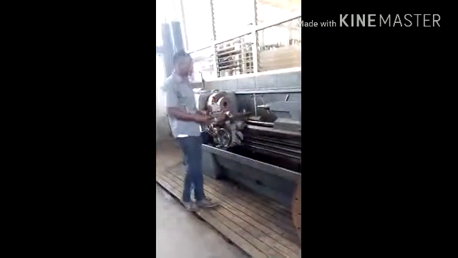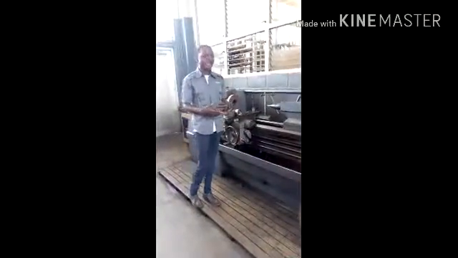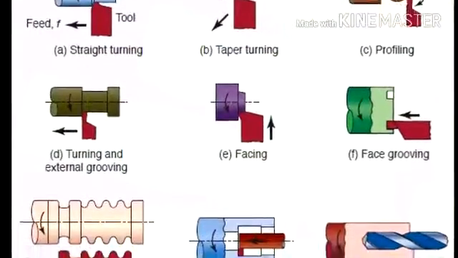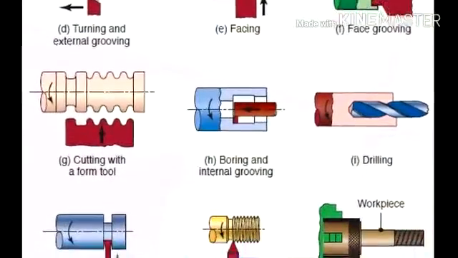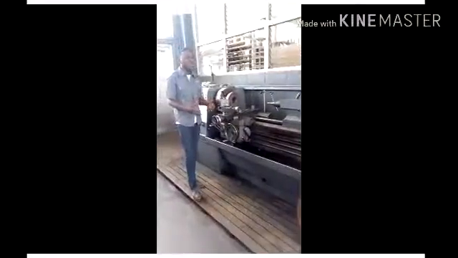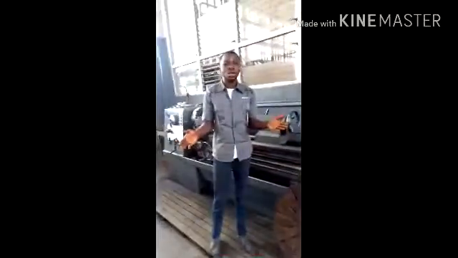So, there are many operations that can be carried out on the lathe machine, such as turning, taper turning, chamfering, drilling, and so many other operations, and I'll be explaining a few of them. Straight turning simply means the longitudinal reduction in the diameter of a workpiece.